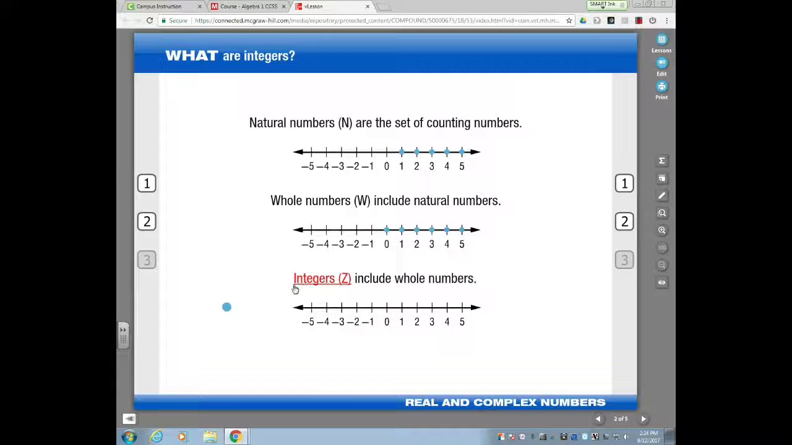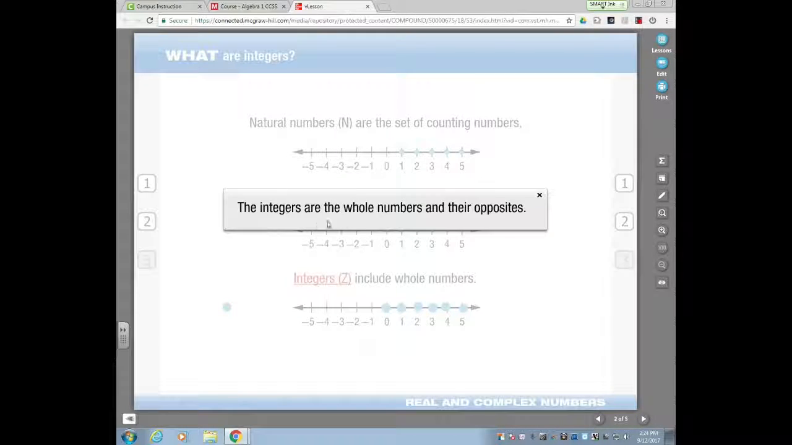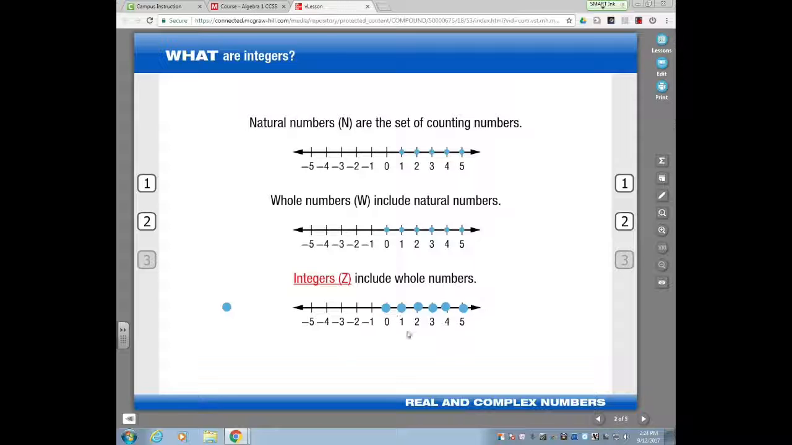Next, we have integers. Integers include all of the whole numbers. However, integers are the whole numbers and their opposites. So 0 has no opposite, but the opposite of positive 1 is negative 1. And the opposite of 2 is negative 2. The opposite of 3 is negative 3. The opposite of 4 is negative 4. The opposite of 5 is negative 5. And because these lines have arrows, that means that this will continue towards infinity.